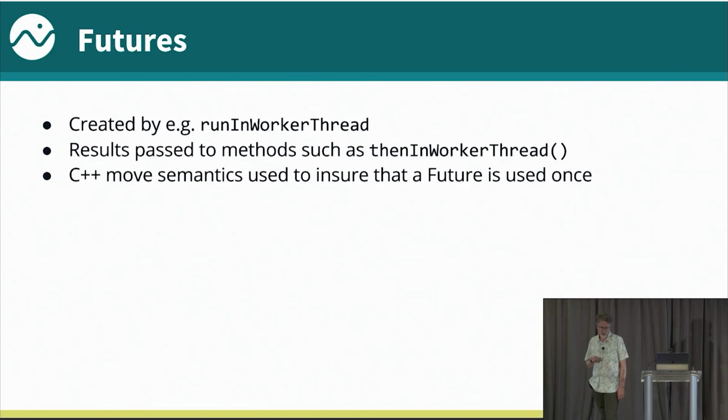And then the futures that Cesium async provides come about by being told to run in a worker thread, for instance. And then the results are usually accessed in a method such as thenInWorkerThread, which we'll see how this is chained together in a second, and which provides a natural place to receive the results of an asynchronous action. And we depend on move semantics in C++ to ensure that you're never trying to get the result from a future more than once.